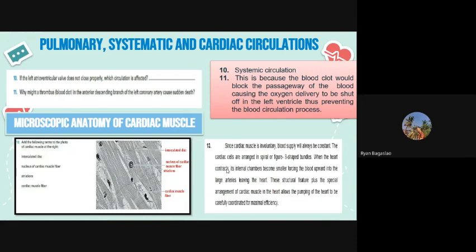Number 11. Why might a thrombus, or blood clot, in the anterior descending branch of the left coronary artery cause sudden death? Since cardiac muscle is involuntary, blood supply will always be constant. The cardiac cells are arranged in spiral or figure eight-shaped bundles. When the heart contracts, its internal chambers become smaller, forcing the blood upward into the large arteries leaving the heart.